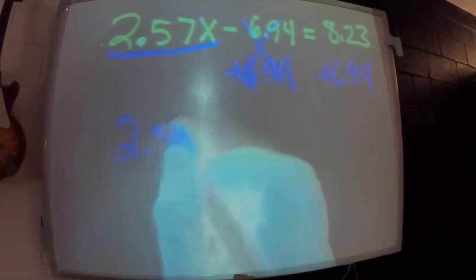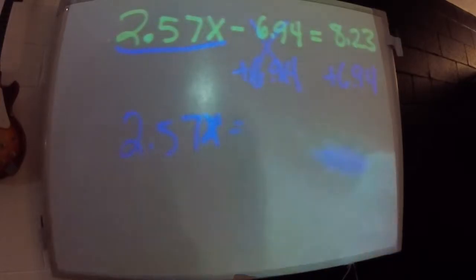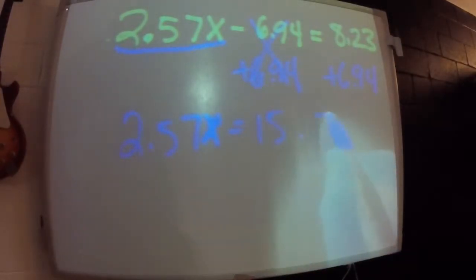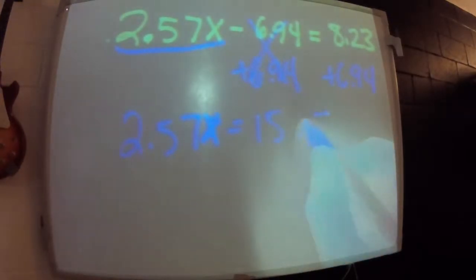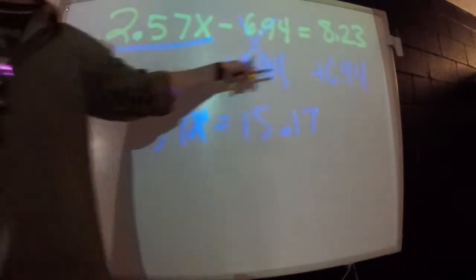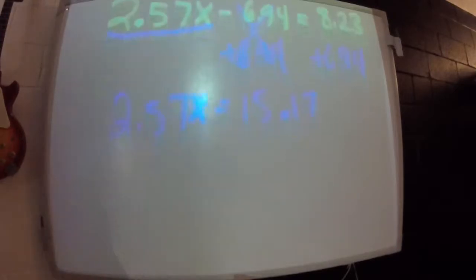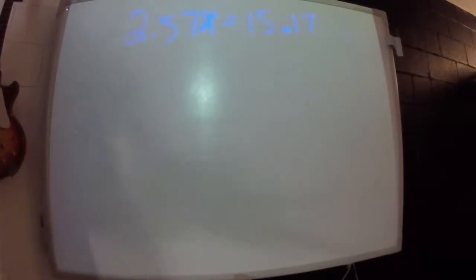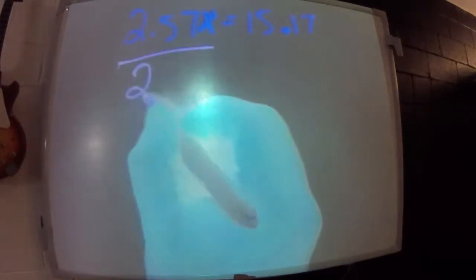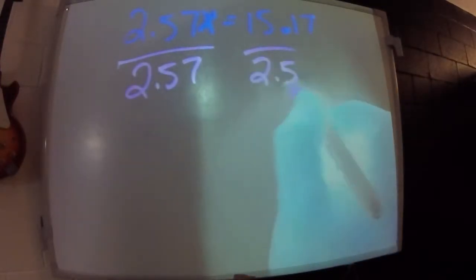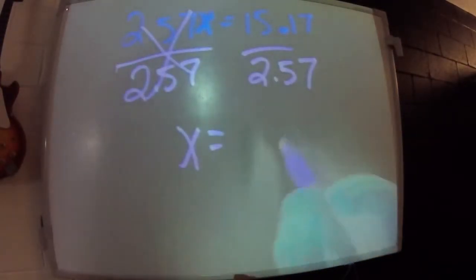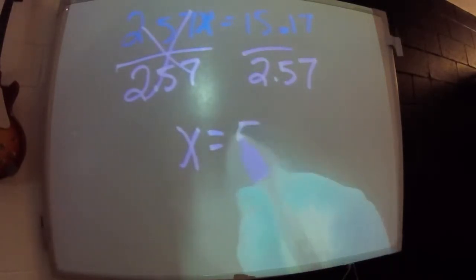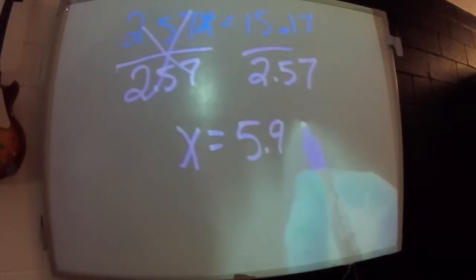And you end up with 2.57x equals 15.17. Okay, so we just killed this piece off by adding, and that's what made us 15.17. So you divide by 2.57. And now you look and say, here's your x with this coefficient, so divide both sides by 2.57, and we get x equals what? 5.902723735. The big 902, so then we'll just go 5.90 or 5.9 if we're going to leave it there.